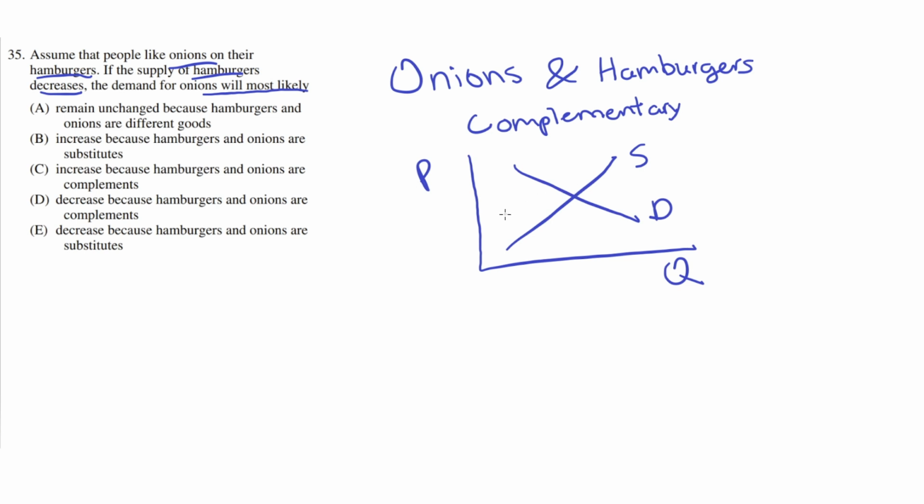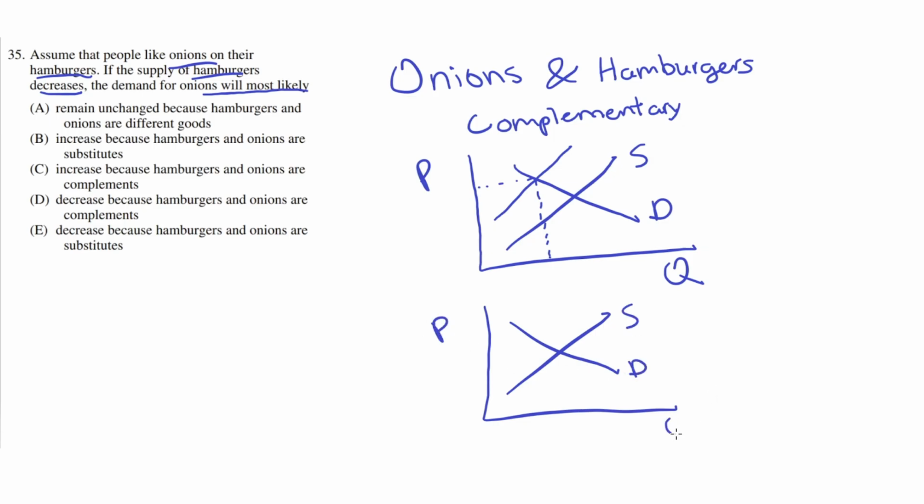And if the supply decreases, this supply curve will shift to the left. And because of this, the price of hamburgers would increase, quantity would decrease. An increase in the price means that for the onion market here, which we can represent by another graph here. Let's call this one onions, and this one would be hamburgers. Then an increase in the price of hamburgers means a decrease in demand for onions because people will be buying less hamburgers. So demand would shift to the left. So we would see an overall decrease in demand.